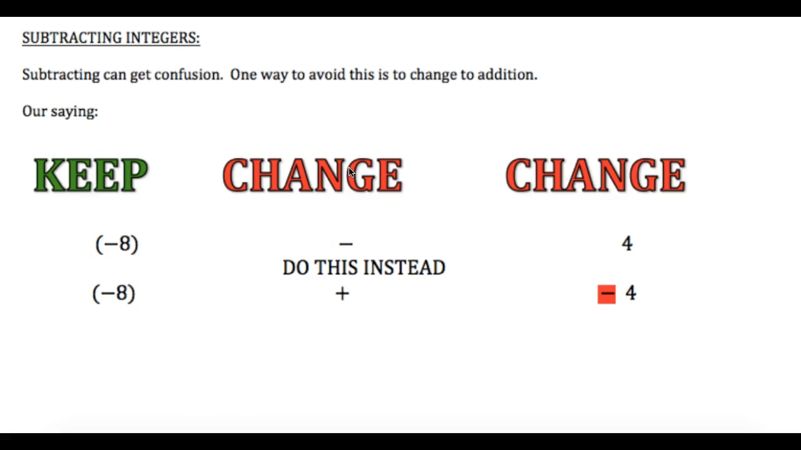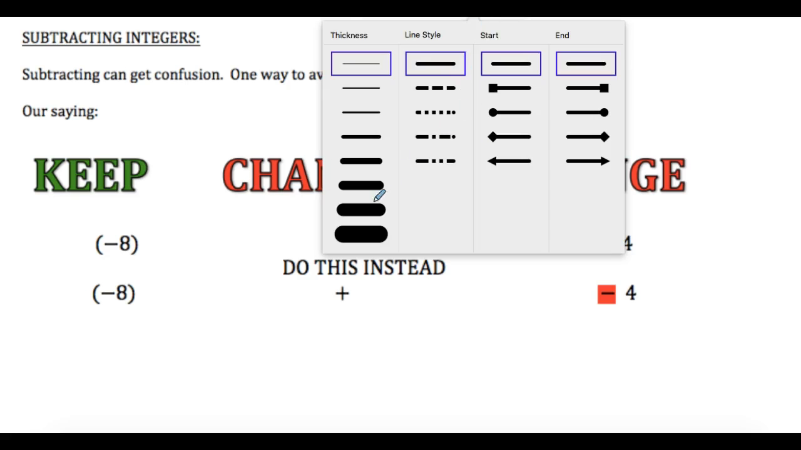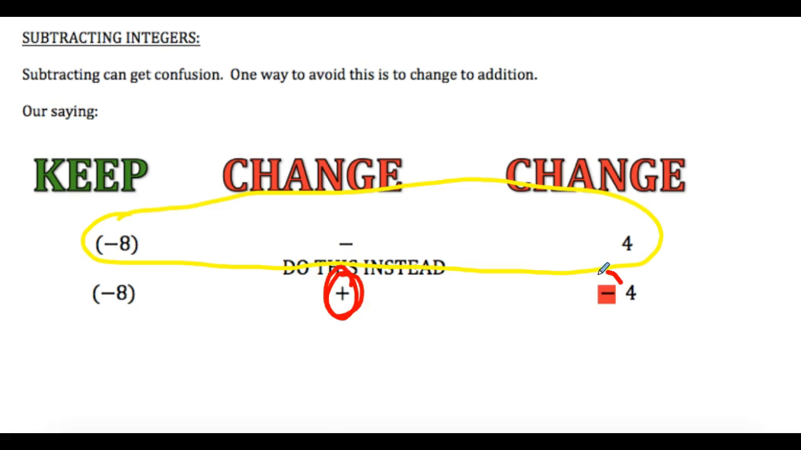And so what that means is, let me see if I can get a nice big thick marker, make it yellow. If we look at this top part here, -8 minus 4 can sometimes be confusing to think about. So we're going to change the subtraction to addition. So this changed, and we've added this -4 here. So we're going to keep the first number. Queda, cambiar, cambiar. Keep, change, change.